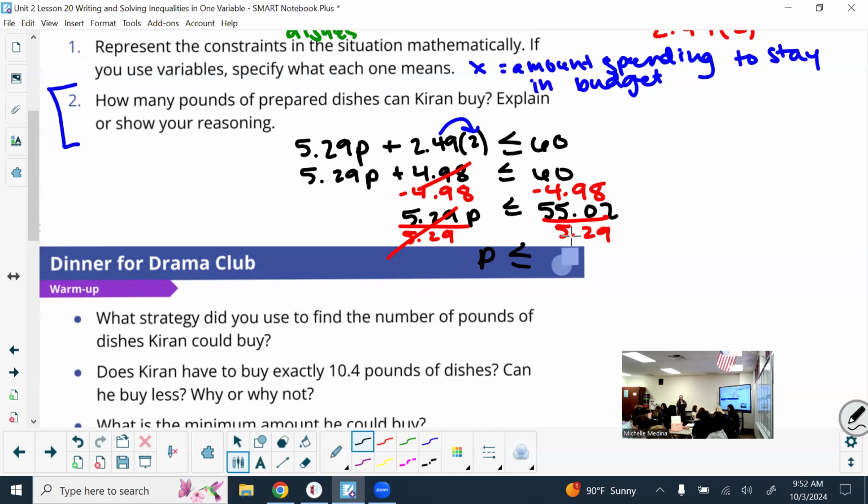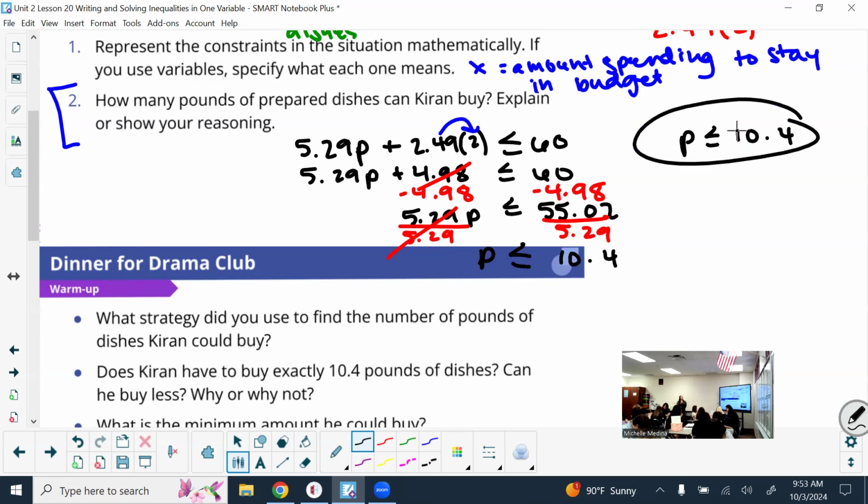Work out that math in your calculator. And class, what does it end up being? About 10.4. Doesn't say what to round to, but this being your final answer this year. All right, so that's how you solve it.